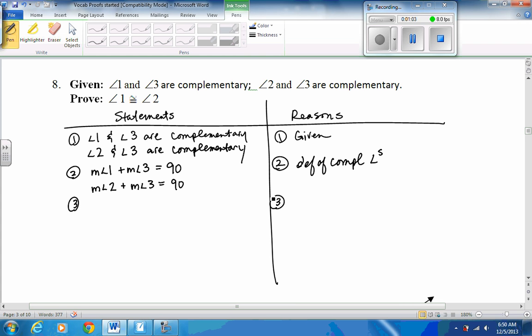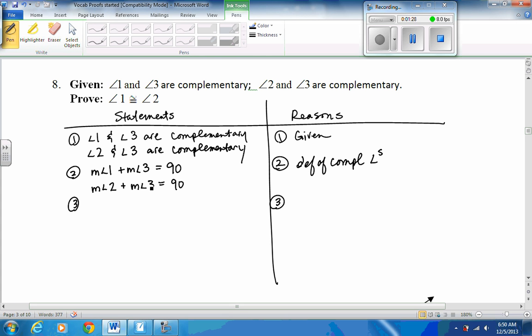Any ideas? That's all we have. We don't have a picture or anything. We've got to be able to do something with that and somehow show that angle 1 would have to be the same as angle 2. Maybe try replacing something. So can you replace the 1? Well, there's not a measure of angle 1 equals anything anywhere else. Can you replace the 3? Well, there is another 3, but it's not equal to anything.